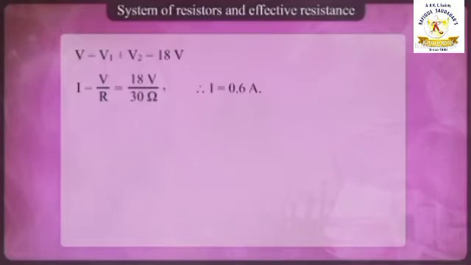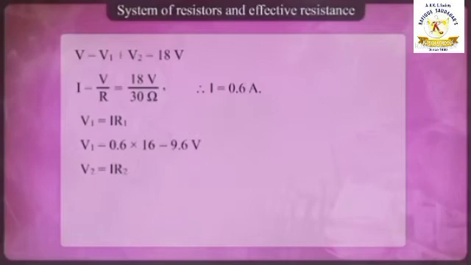So, I is equal to V upon R. So, 18 volt upon 30 ohms. Our resistance we calculated first came as 30 ohms. Therefore, I is equal to 0.6 ampere. When we divide 18 volts by 30 ohms, the answer comes as 0.6 ampere.